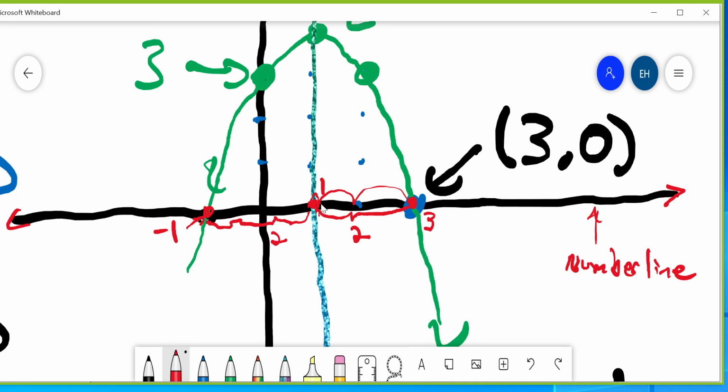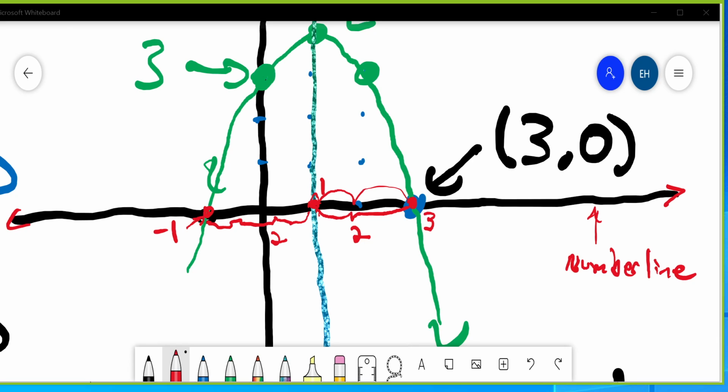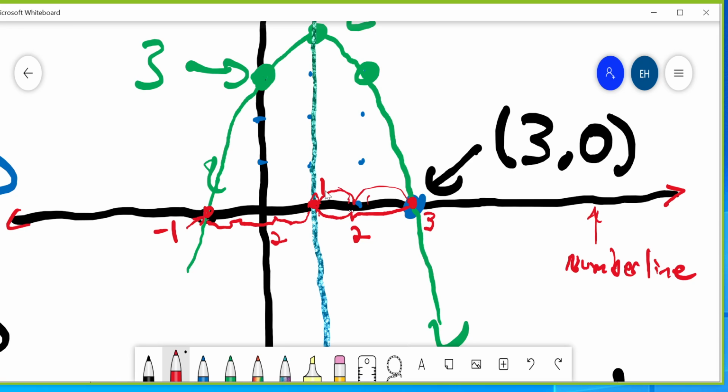And since the parabola is symmetric, which means if you fold it in half, it lands on itself. If you fold it in half along this kind of rainbow line, the axis of symmetry, the side on the right should land on the side on the left. So we did 2 steps to get here. Well, it should be 2 steps to get to this point as well. And so we just count 2 down the number line from 1. You go down 1, you get to 0. 1 more, you get to -1. Does that make sense?